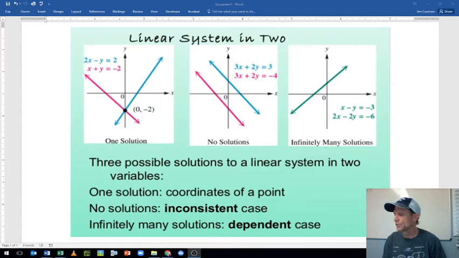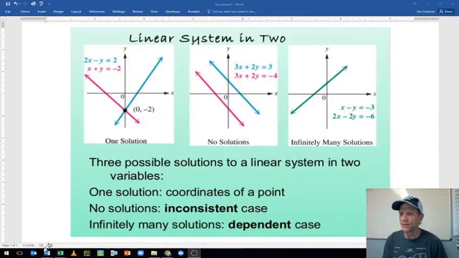Let's get started with 9.2 and 9.3. 9.2 is solving systems by substitution, and 9.3 is solving systems by the elimination method. Remember, with systems of equations, we're going to have one solution, no solutions, or infinitely many solutions.